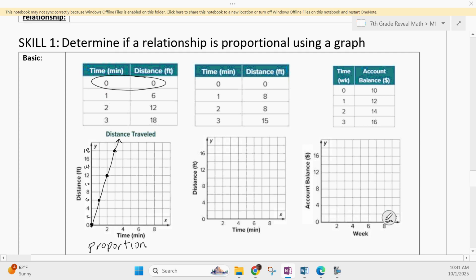All right, now, how could you have already known that just looking at a table? Well, if we did 6 divided by 1 and 12 divided by 2 and 18 divided by 3, hey, yeah, it's obviously getting the same number, that unit rate of 6 feet per minute.